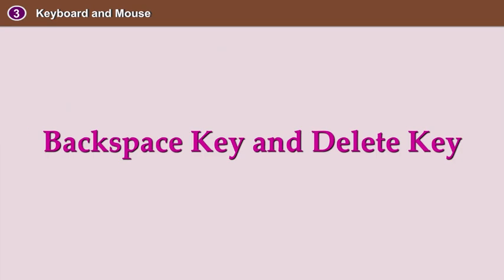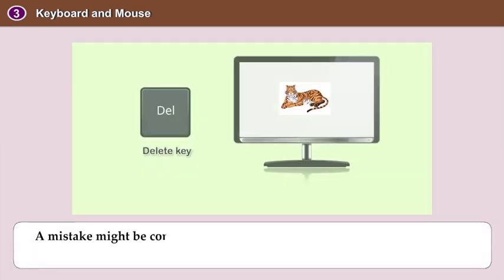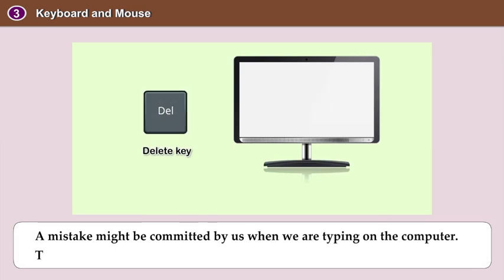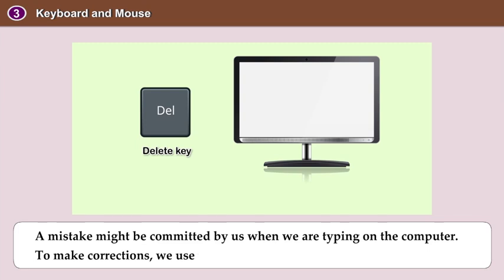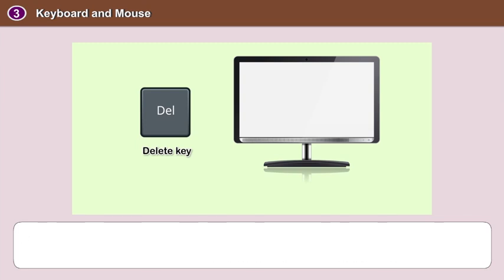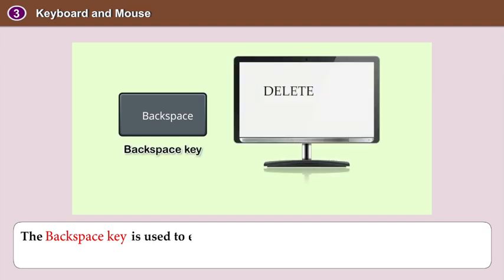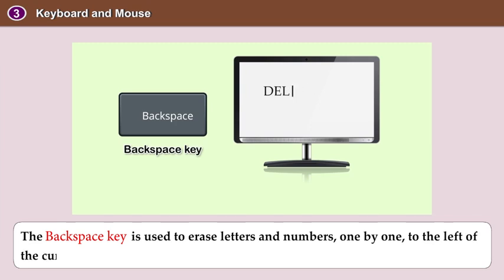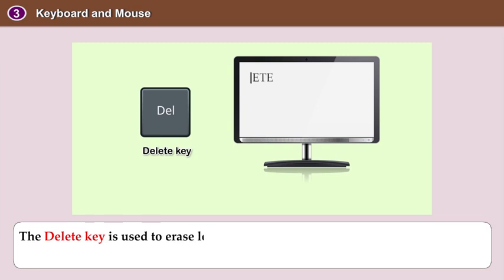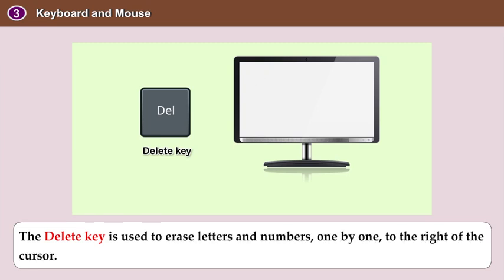Backspace key and delete key. A mistake might be committed by us when we are typing on the computer. To make corrections, we use the backspace and the delete keys. The backspace key is used to erase letters and numbers one by one to the left of the cursor. The delete key is used to erase letters and numbers one by one to the right of the cursor.